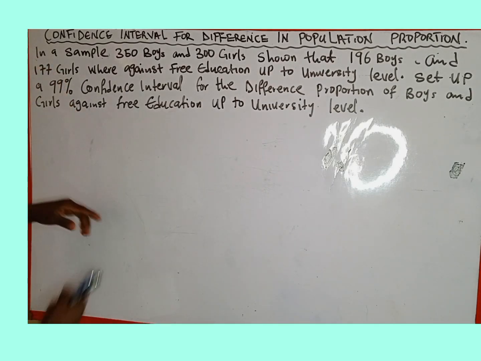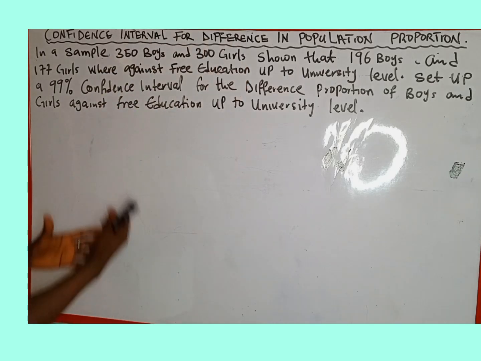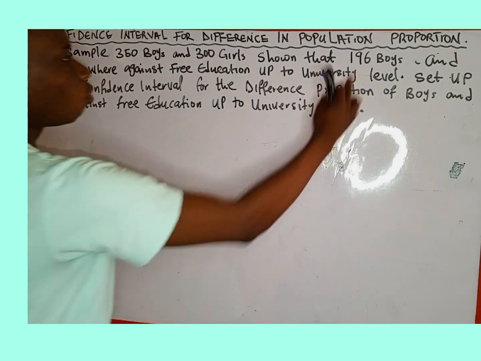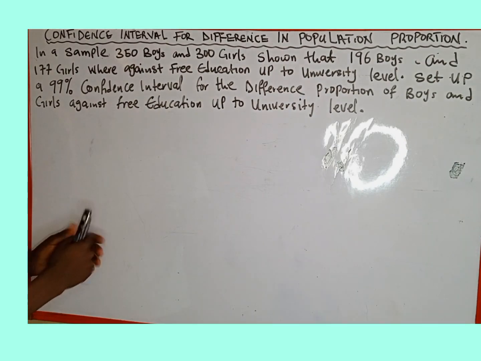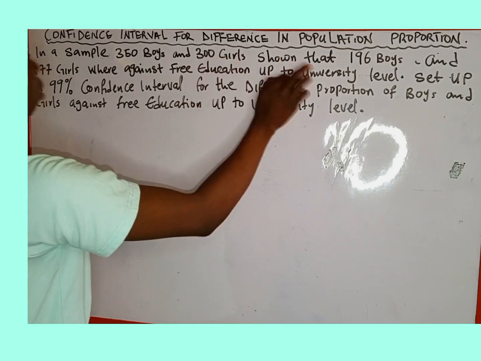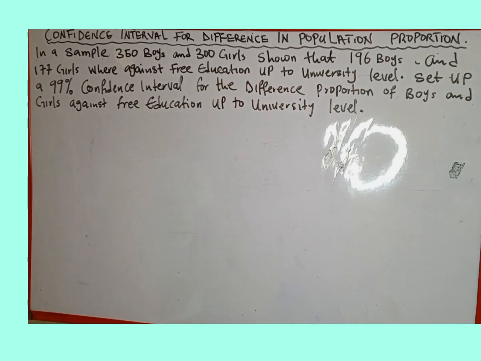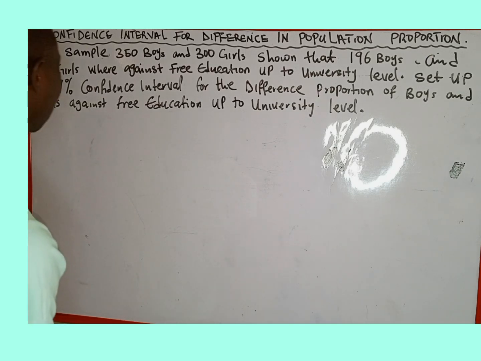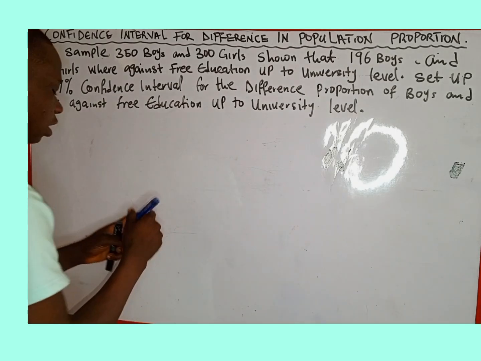So this is two populations. We have this sample of 350 boys, then 300 girls. And out of these 350 boys, 196 boys were against what? Free education up to university. And also, out of the 300 girls, 177 girls were also against free education up to the university level. Now we are going to set up a 99% confidence interval for the difference in proportion of boys and girls against free education up to university level. So let's get started. Solution.